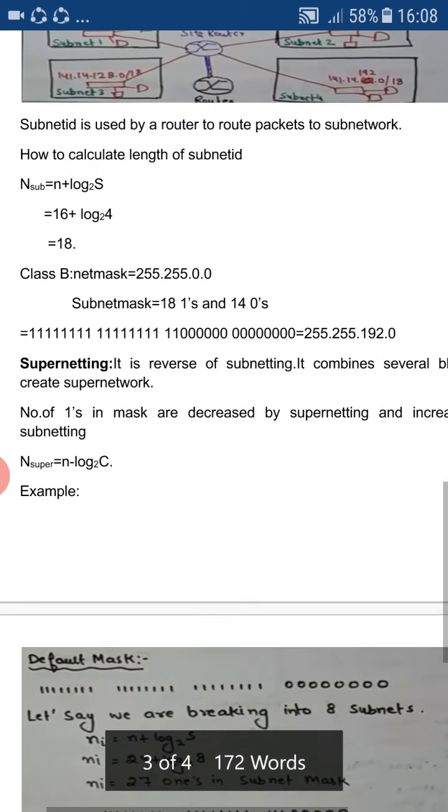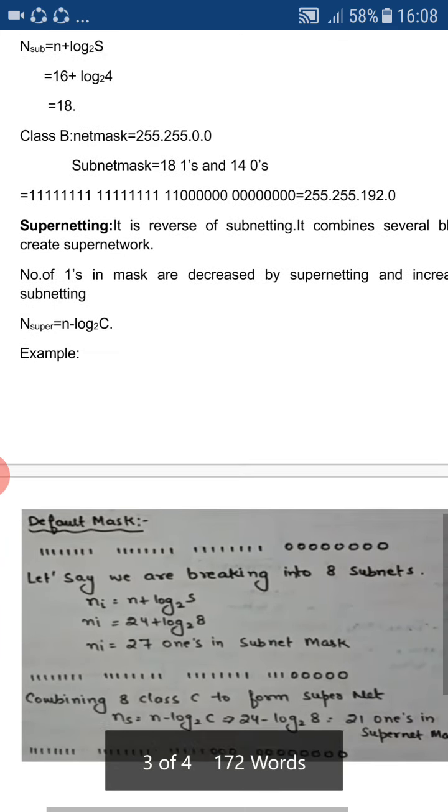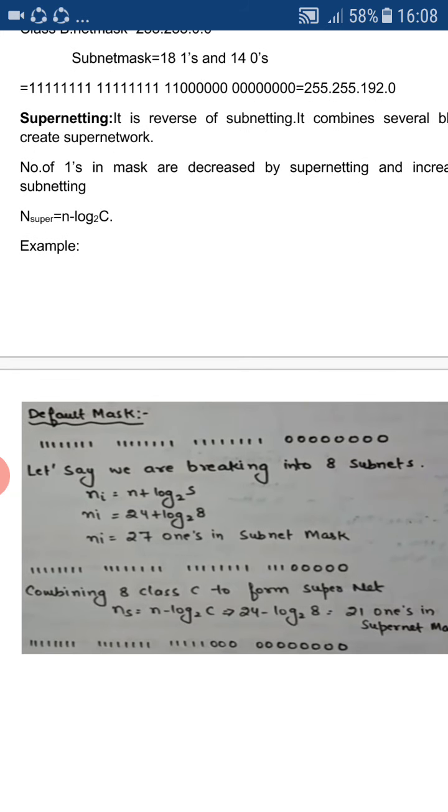Now, the next topic is supernetting. Supernetting is just the reverse of subnetting, and supernetting is applicable to class C, where several class C blocks are combined to create a large range of addresses. In subnetting, we were dividing the blocks of class A or class B, and in supernetting we are combining the blocks of class C. And in subnetting, the number of ones was increasing, it is just the reverse of that.